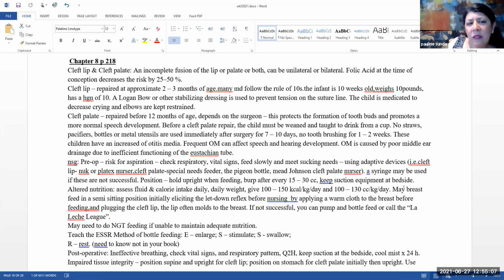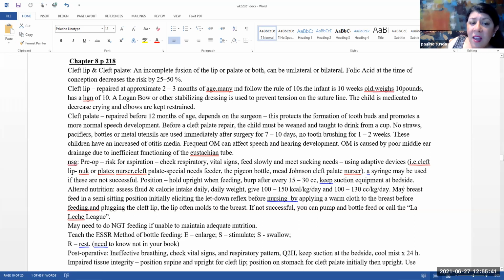Cleft palate is typically repaired before 12 months of age, though it does depend on the surgeon. This does protect the formation of tooth buds and promotes more normal speech development. Before a cleft palate repair, the child must be weaned and taught to drink from a cup. They cannot have straws, pacifiers, bottles, or metal utensils because these cannot be used immediately after surgery for at least 7 to 10 days. They also are not allowed to brush their teeth for 1 to 2 weeks.